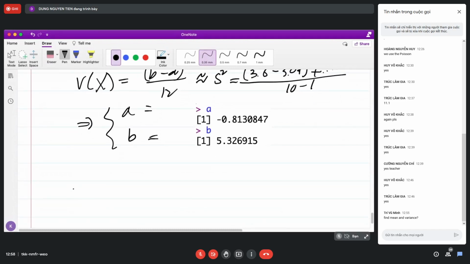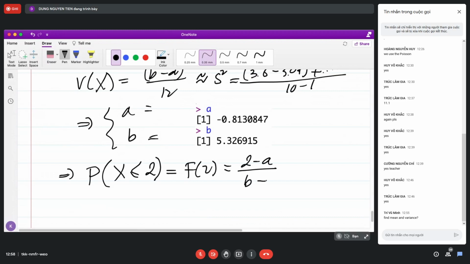After finding A and B, you can find the probability that x is less than or equal to 2. Okay? And that is simply F(2), and then you get (2 - A)/(B - A). You already knew the value of A and the value of B. Then you can estimate this probability very quickly. Understand? Is that all clear to you?